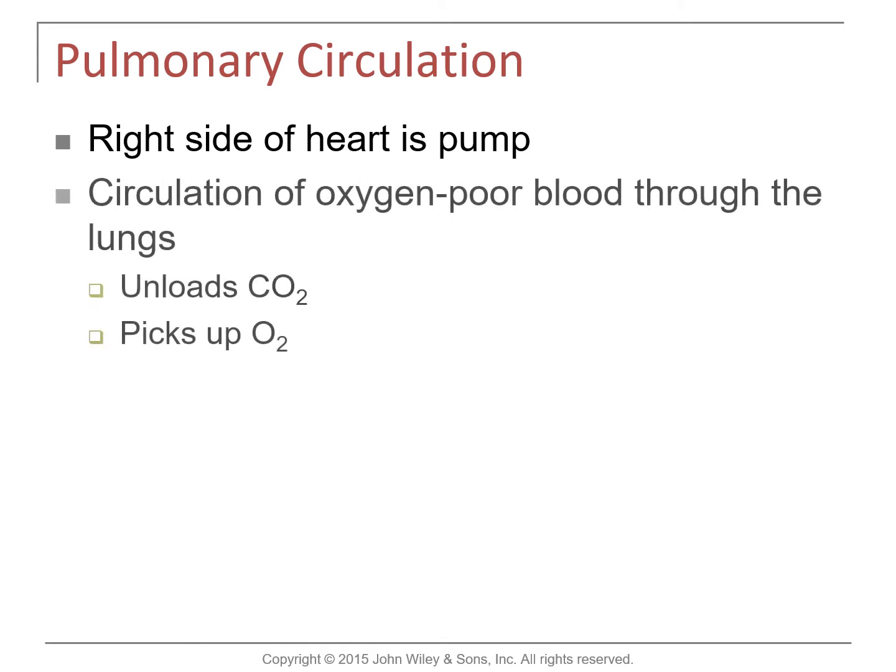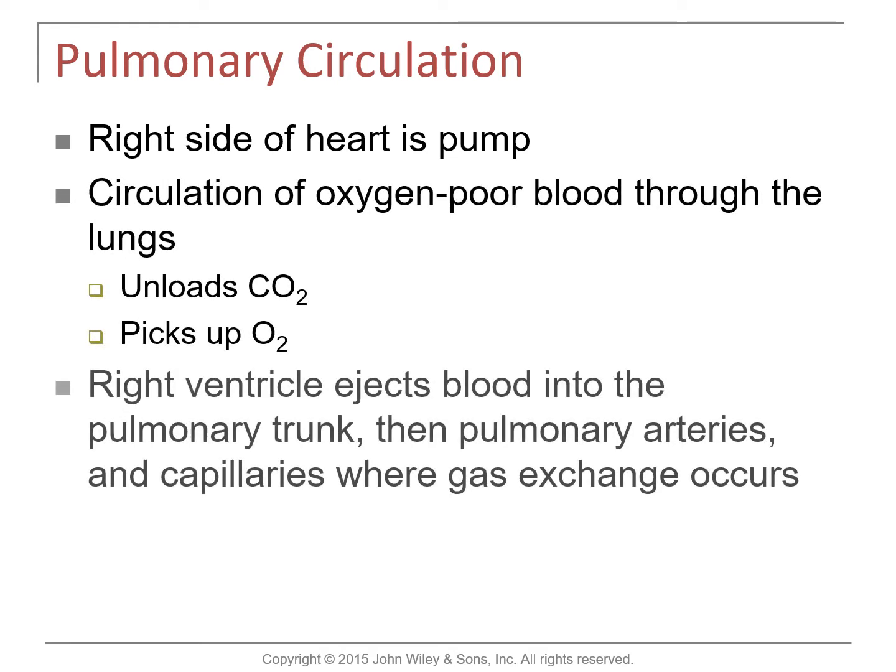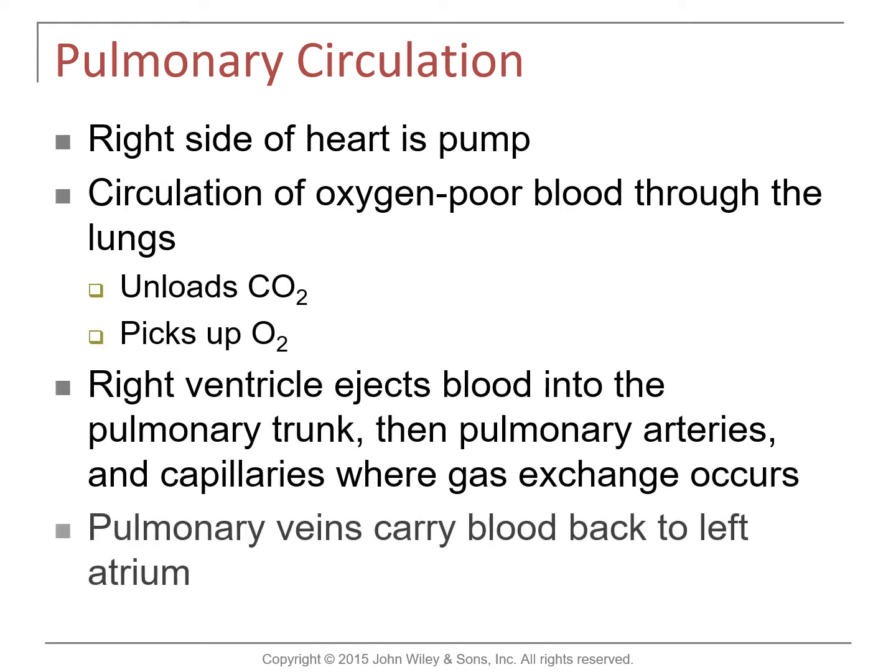Again, the pulmonary circulation involves the right side of the heart that brings oxygen-poor or deoxygenated blood from the body to the lungs, where the blood unloads carbon dioxide and picks up oxygen. The pulmonary veins then carry the blood back to the left atrium.